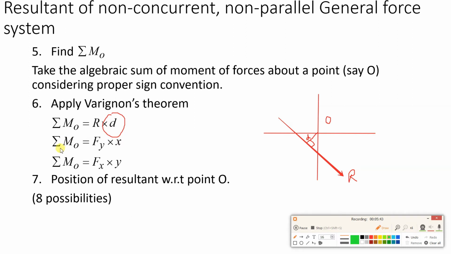Next is summation of moment about O is summation Fy into X. What is this X? It is X intercept. So this part will be X. And what is Y? Next one is summation of moment about O is summation of Fx into Y. So Y will be wherever resultant is cutting the Y axis, that distance from point O. This will be Y. So D, X and Y, these are the three things.